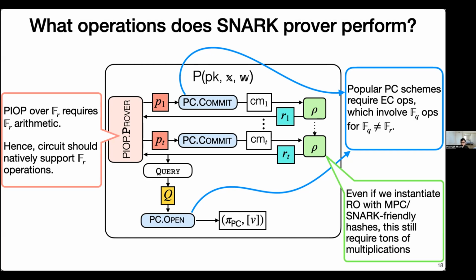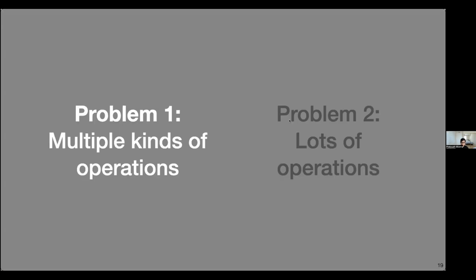Okay. So we have these three constraints. We have to compute FR arithmetic. We have to compute these group operations. And we have to compute these random oracles. All of these efficiently. So let's see how we can resolve all of these constraints simultaneously, and resolve this problem of supporting multiple kinds of these operations. And then after that, once you figure out how to support these operations, we move on to how you support lots of these operations efficiently. So these are the two problems that we have to tackle.